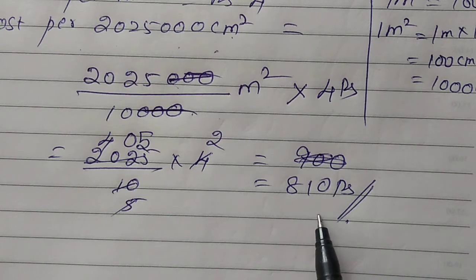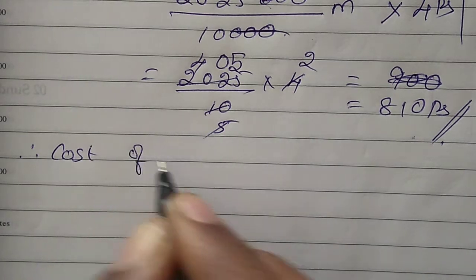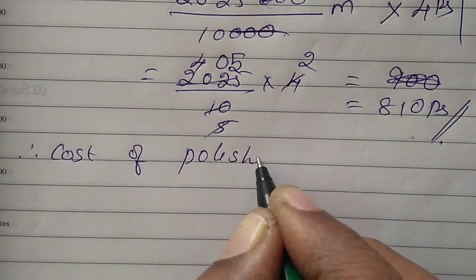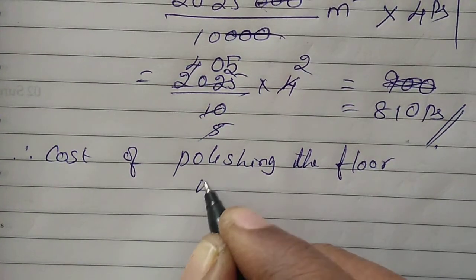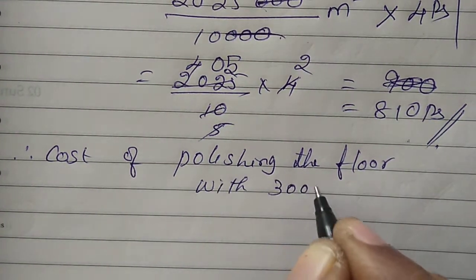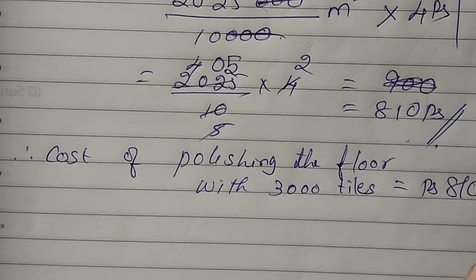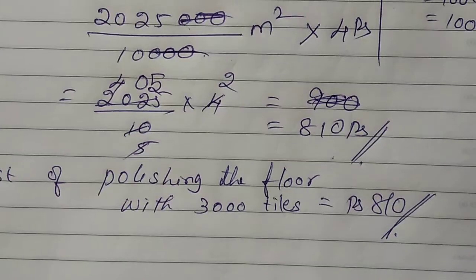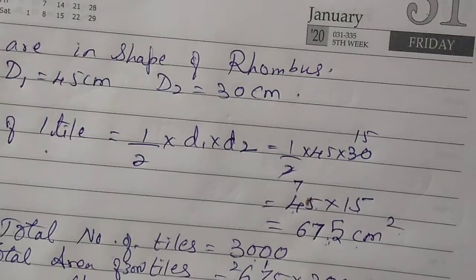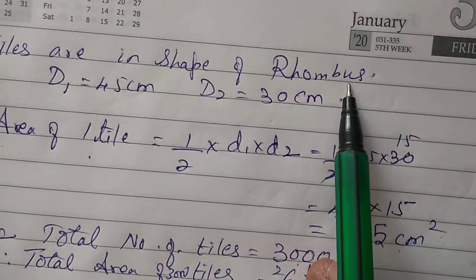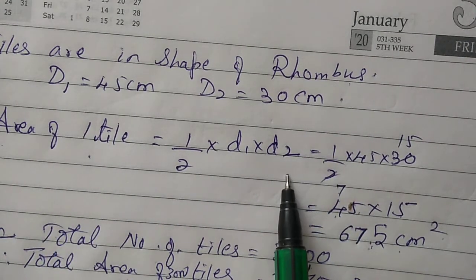Therefore, the cost of polishing the floor with 3000 tiles, it has 3000 tiles, is it not? So with 3000 tiles it is rupees 810. This is our solution. So for us, first what we study in the statement problem, we write in which shape the question is given and what information is given. Based on the shape, we write the formula, substitute the values given, and do the calculation part.